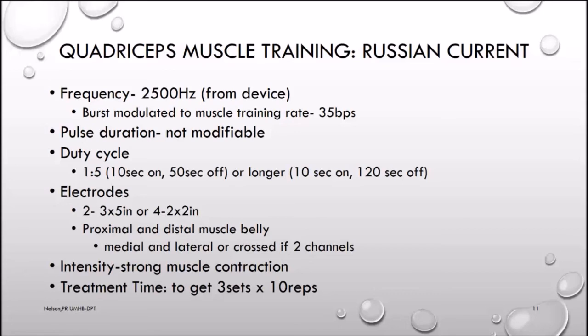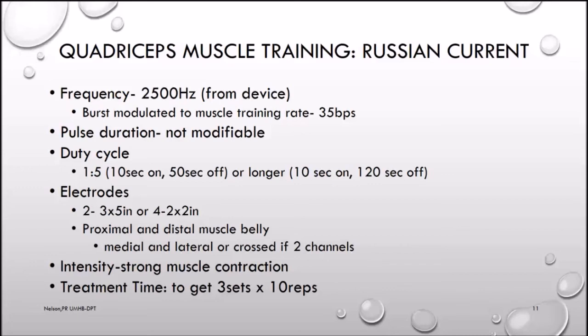So if I'm going to use Russian current and I'm going to strengthen the quadriceps, the setup might go something like this. So Russian current is a frequency out of the device of 2500 hertz. I can have burst modulated to change that to a muscle training rate where those packets of 2500 hertz come out at 35 beats per second. Aussie current is the same thing. My pulse duration is not modifiable in this device. I have the same on-off time. So I can have a 1-to-5 or longer duty cycle.